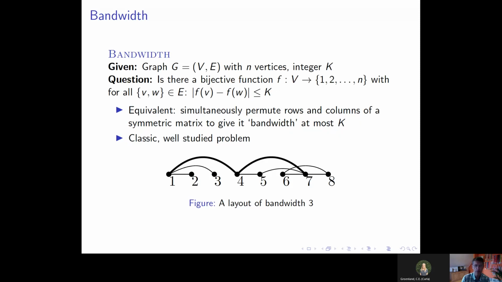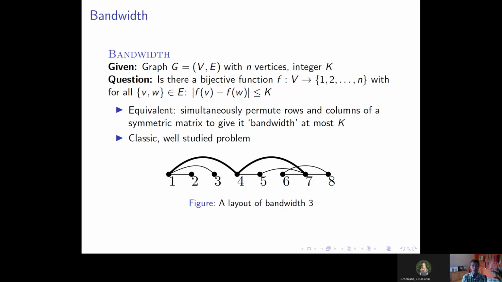So what is the bandwidth problem? We are given an undirected graph with n vertices and some integer k, and we want to number the vertices from 1 to n, so find a bijection from the vertices to the numbers 1 to n, such that for every edge, the difference between the numbers of the endpoints of the edge is at most k. So you see an example here on the slide where we number the vertices from 1 to 8, and for every edge, the difference between the two numbers of the endpoints is at most 3. So this is a layout of bandwidth 3.